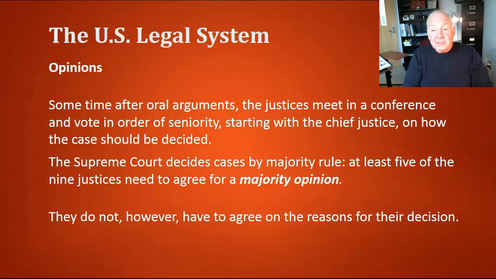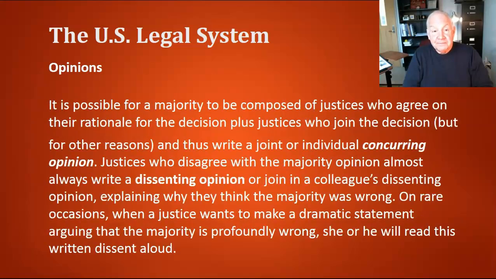Sometime after oral arguments, the justices meet in a conference and vote in order of seniority, starting with the Chief Justice, on how the case should be decided. The Supreme Court decides the case by majority rule. At least 5 of the 9 justices need to agree for a majority opinion. They do not, however, have to agree on the reasons for their decision.